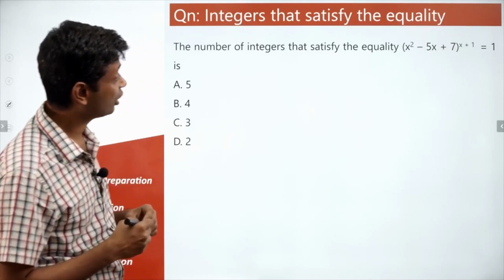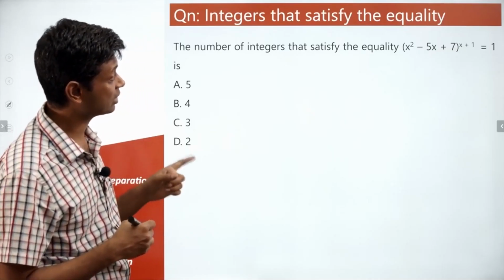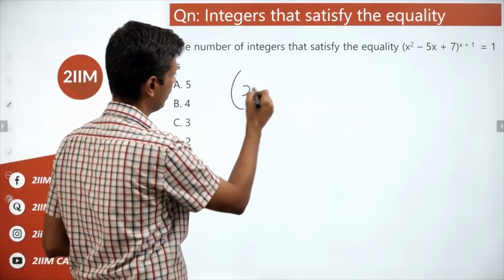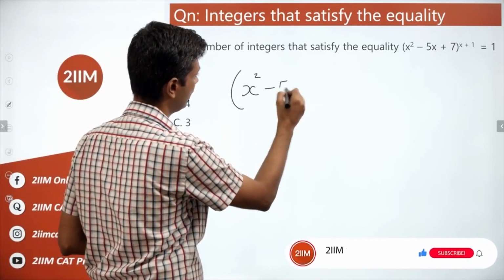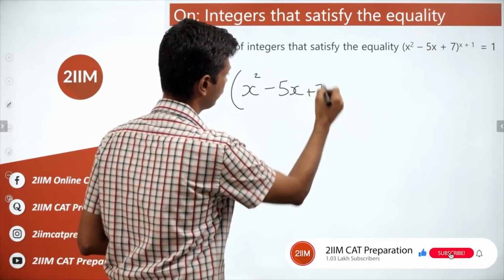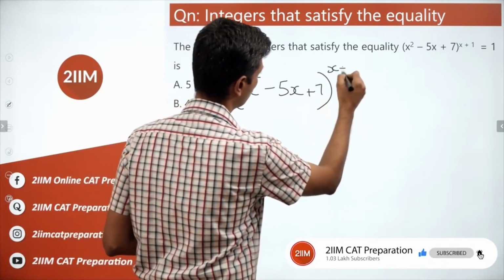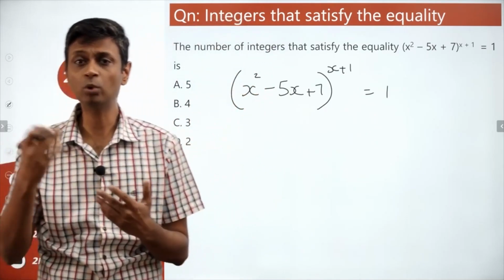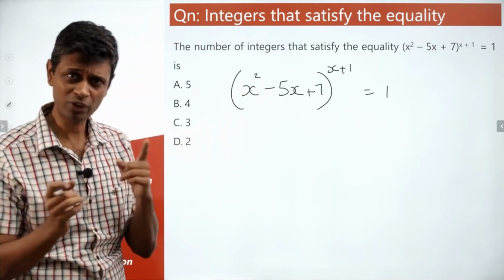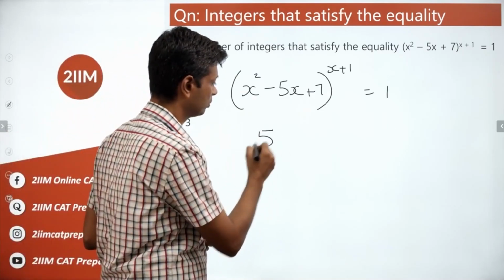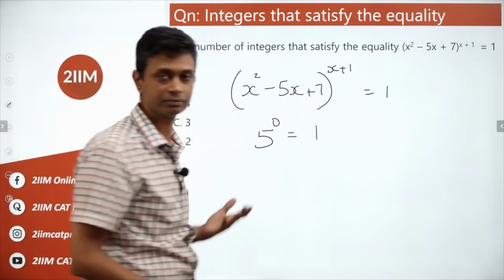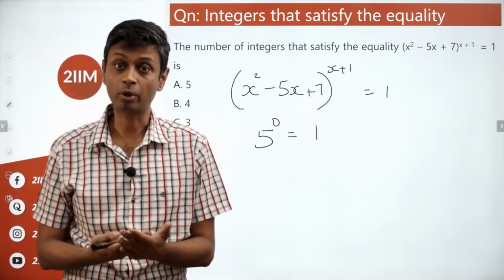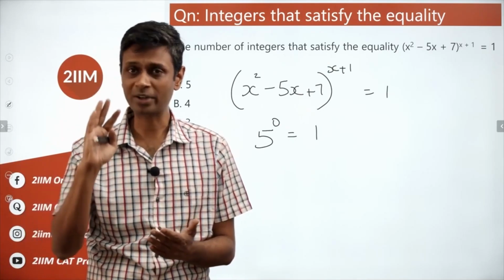The number of integers that satisfy the equation (x square minus 5x plus 7) whole power (x plus 1) equal to 1. And so, (x square minus 5x plus 7) whole power (x plus 1) equal to 1. When can this happen? When can an expression raised to a power be equal to 1? Very simple idea. First up, 5 power 0 is 1. Anything power 0 is 1. So if the exponent goes to 0, we strike jackpot. And so that's one approach, one starting point.